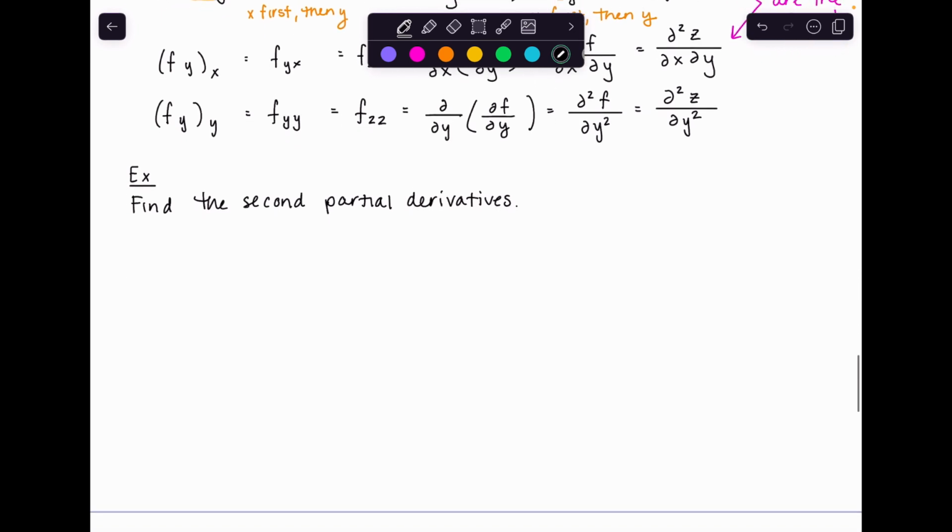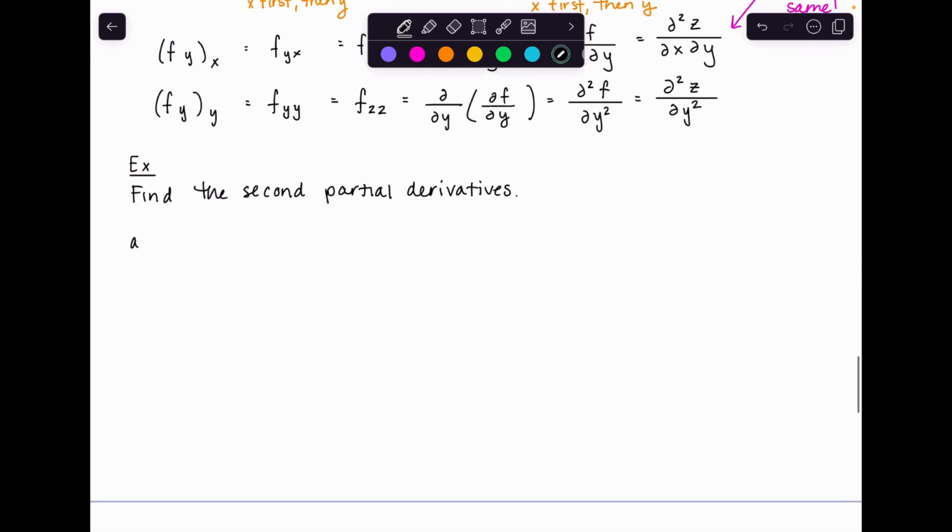And to be able to find the second partial derivatives, you've got to find the first anyway. So we'll get more practice with that. So we'll start somewhat nice. Let's do x cubed y to the 5th plus 2x to the 4th y.